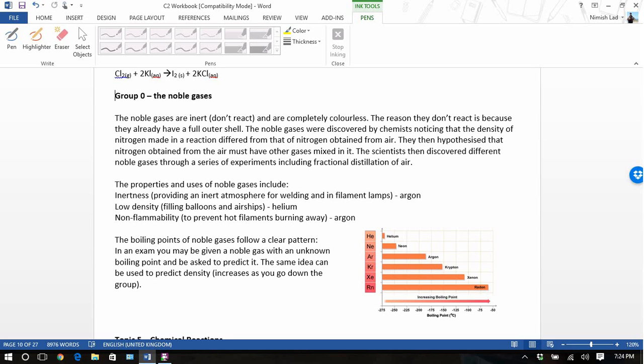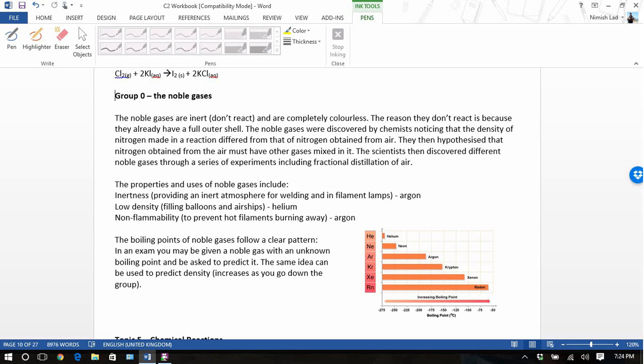So the properties and uses of noble gases include the inertness. They're all inert, so therefore they're useful for having an inert atmosphere for welding and in filament lamps. Argon is generally used for that. They have a low density, so it's useful for filling balloons and airships, and that's helium. And they're not flammable, so this is to prevent hot filaments from burning away, and that's what argon does.